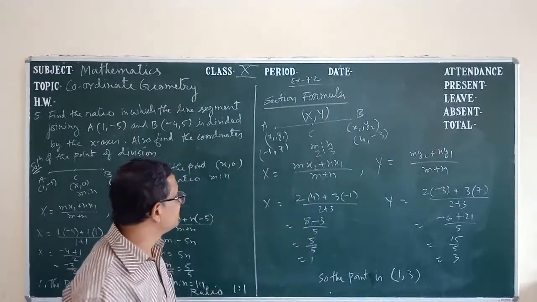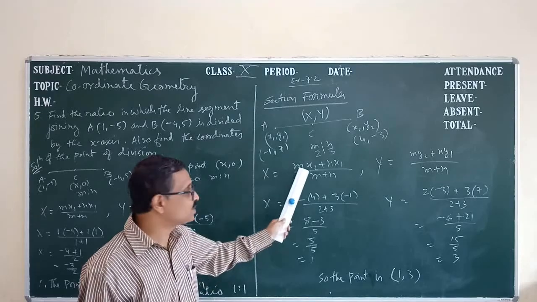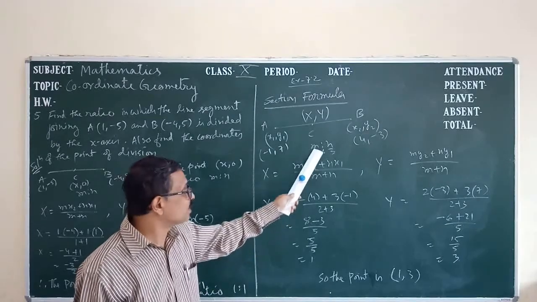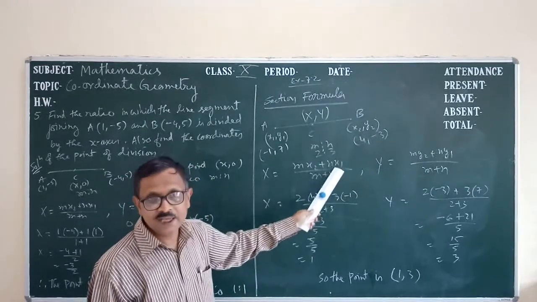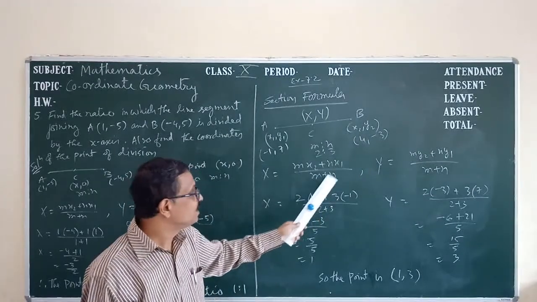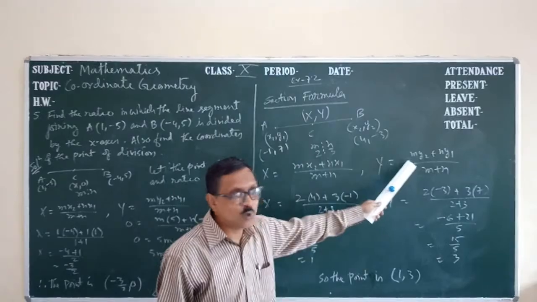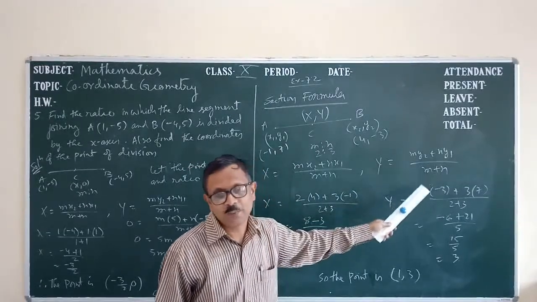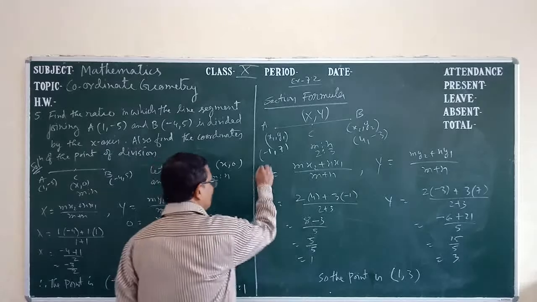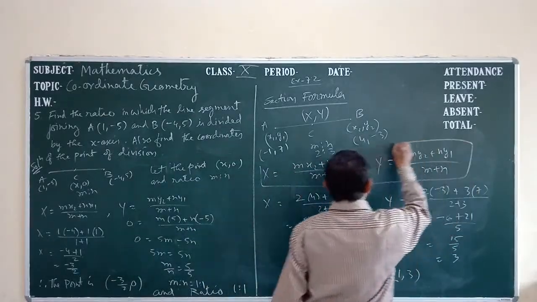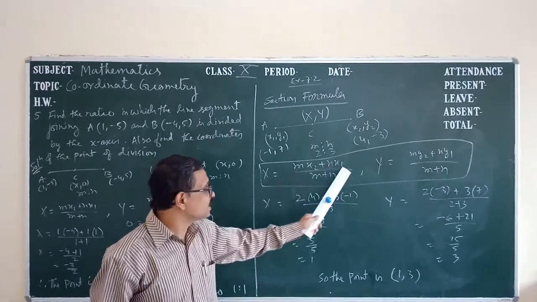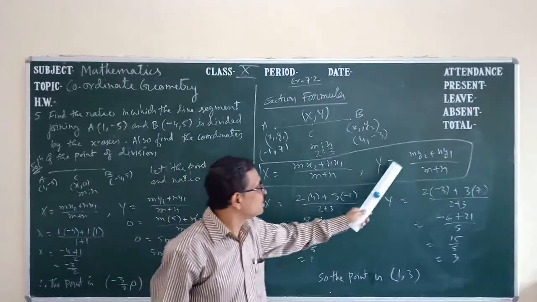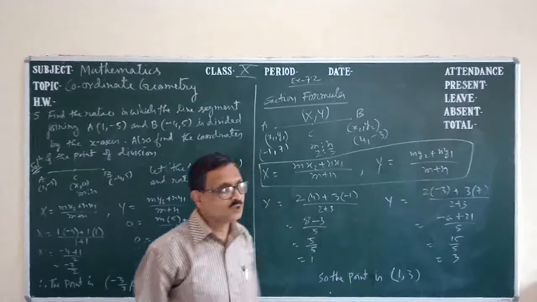Then the relationship is capital X is equal to mx2. M means this value, x2 means this value. mx2 plus nx1 upon m plus n. And capital Y is equal to my2 plus ny1 upon m plus n. So this is the formula that X is equal to mx2 plus nx1 upon m plus n, capital Y is equal to my2 plus ny1 upon m plus n.